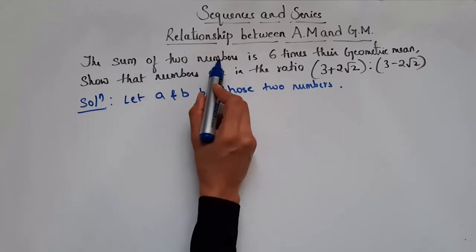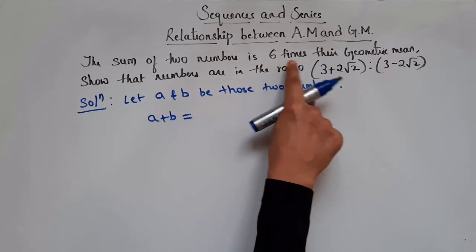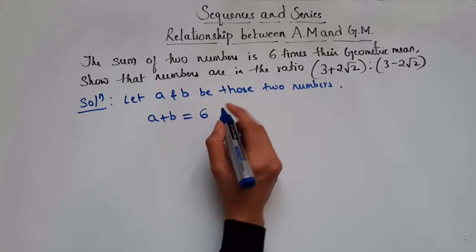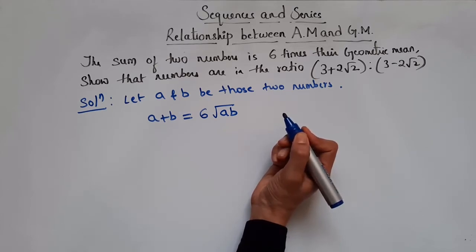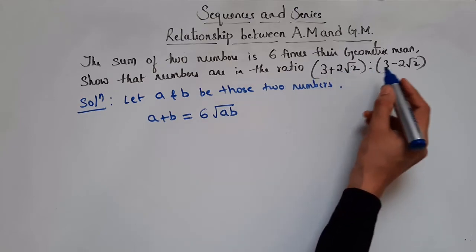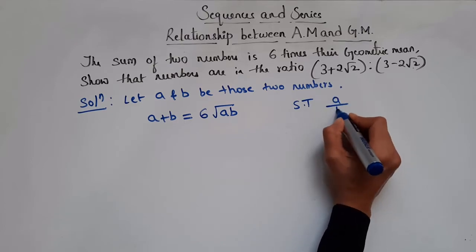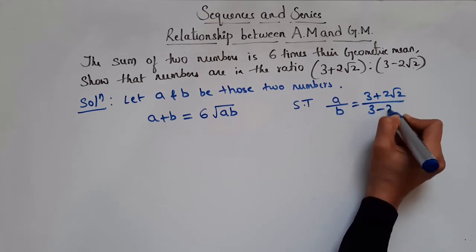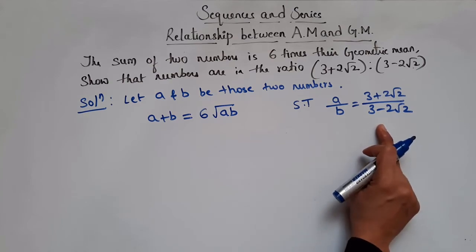So they are saying the sum of two numbers, that is a plus b, is equal to 6 times their geometric mean. The geometric mean of a and b is root ab, right? We know this. So we have to show that the numbers are in the ratio 3 plus 2 root 2 is to 3 minus 2 root 2, which means we have to show a by b is equal to 3 plus 2 root 2 by 3 minus 2 root 2. So from this we have to bring it to this, right?